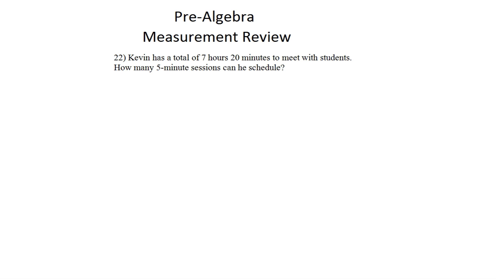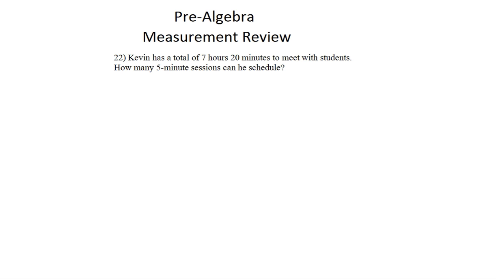Alright, the last word problem on the review here, number 22, says Kevin has a total of 7 hours 20 minutes to meet with students. How many 5-minute sessions can he schedule? Now, in my opinion, this is probably one of the toughest problems on the review. You might be able to figure out that it's just a straight up division problem, and that's right.